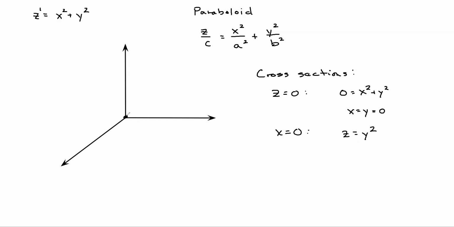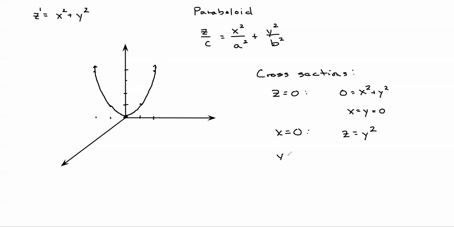If you plug in y equals 0, z would be 0. If you plug in y equals 1, z would be 1. If you plug in y equals -1, z would be 1. Y equals 2, you get z equals 4. Y equals -2, z equals 4. And we could just draw a smooth curve through those 5 points. Okay, and so that is our curve z equals y squared. That's our cross section drawn on the yz plane.